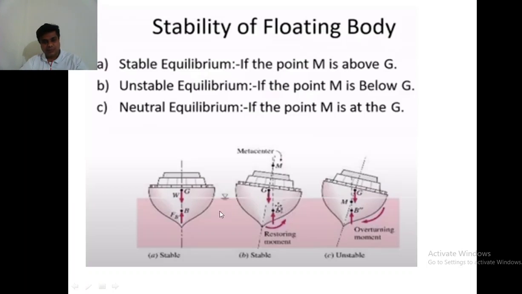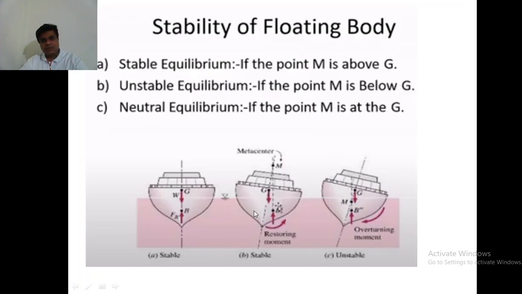So what happens here, when I move the ship in the angular direction clockwise, you can see the center of buoyancy will shift here, and from the center of buoyancy I'll draw a line connecting to the normal axis of the ship. So this will become the metacenter. So now we have a couple here, as we just saw in the previous cases. This couple will be acting in the anticlockwise direction, and it will restore the ship to its original position, like this, to the stable condition.